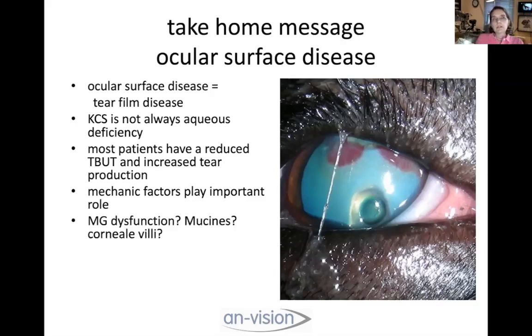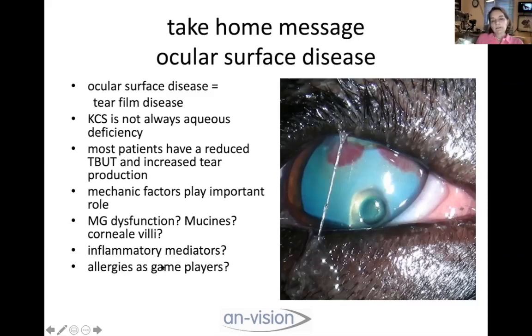Meibomian gland dysfunction, MGD, that's like a buzzword in human ophthalmology. We could use it when we suspect it. We don't know how to evaluate really well the mucin layer and the corneal microvilli. We don't evaluate them at all, actually, currently. We don't know much about the inflammatory mediators. Anyway, and for me, this is a huge part. Allergies as game players, it's very important, and we're just starting to look into that in veterinary ophthalmology.